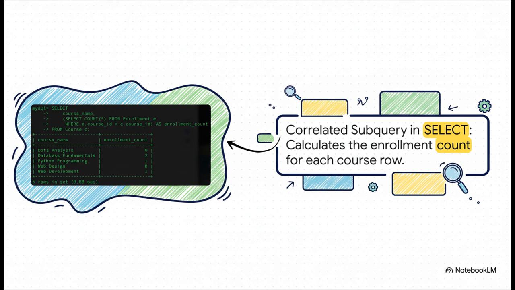But that's not all. You can also stick a subquery right in the select clause. This is called a correlated subquery, and it's pretty awesome. It basically runs once for every single row in your outer query's result.